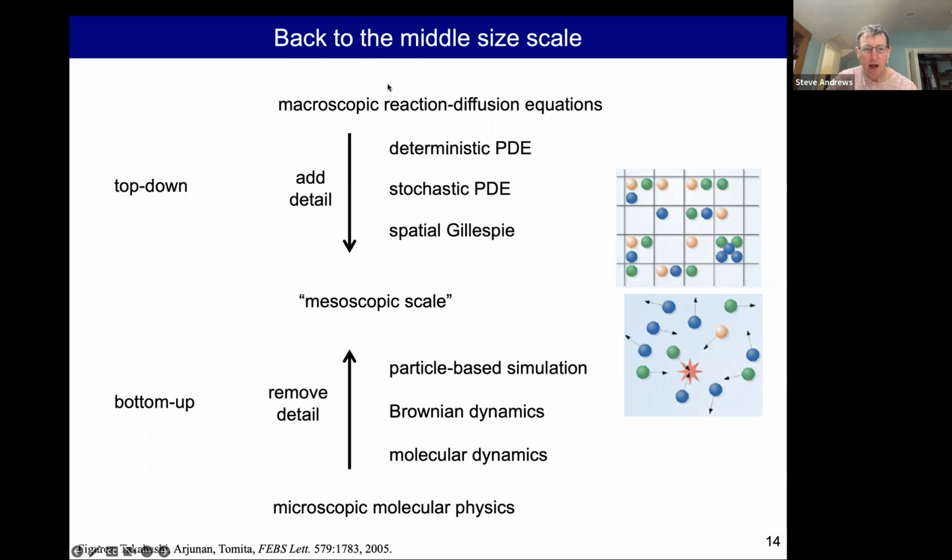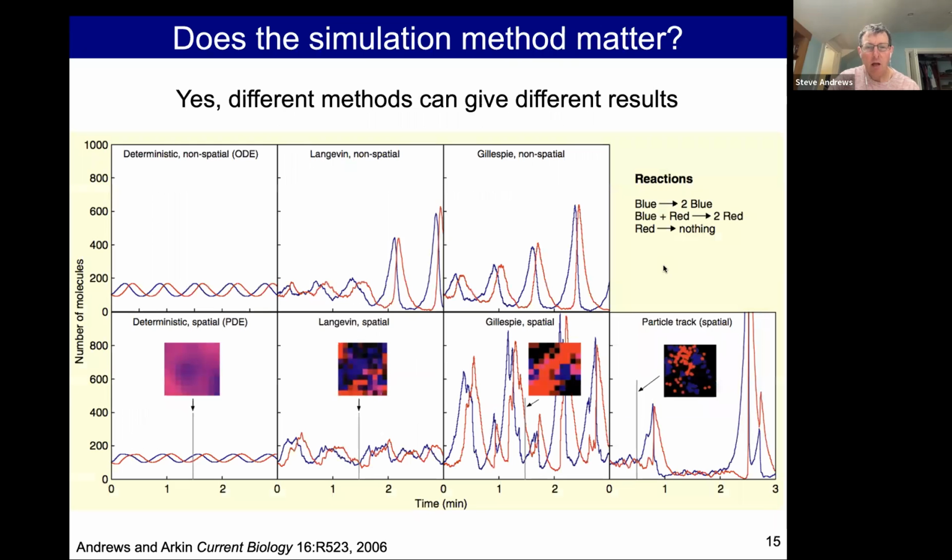I'm going to either remove detail from the microscopic ones or add detail to the macroscopic ones and go to the middle size scale of Smoldyn, basically. So here are pictures of the Smoldyn size scale: particle-based, or spatial Gillespie, which is the coarse lattice. So it doesn't matter, actually. That's an important question to know.